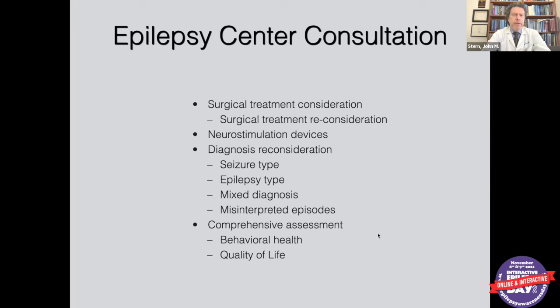But for some people, it could be that the diagnosis is not accurate, that the testing that's been done so far just wasn't what was needed to reach an accurate diagnosis. And so epilepsy centers have the means to provide more accurate diagnoses that can allow for more accurate treatments.